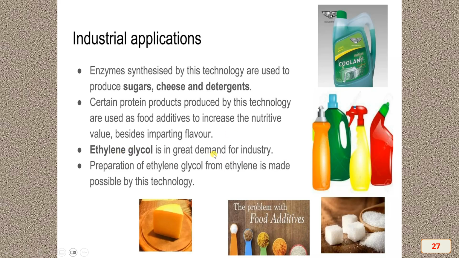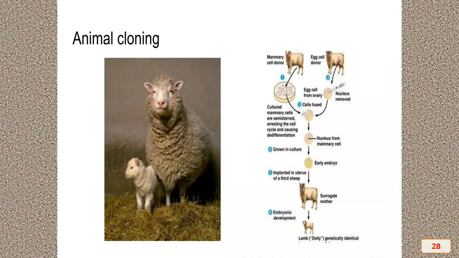And ethylene glycol or propylene glycol is one of the important things from the genetic engineering technology. And animal cloning itself, Dolly, is once upon a time one of the repeated terminologies.